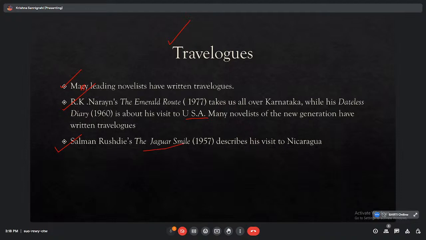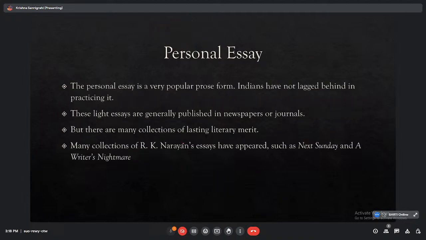Then you must have read Ruskin Bond. Ruskin Bond's writings, like Rain in the Mountains, are based on his stay in Dehradun. He had visited England, and his experience of England he has also put down in his writings. So there are many autobiographical elements in Ruskin Bond's writings also, the autobiographical writings which bring us to the idea of non-fiction.